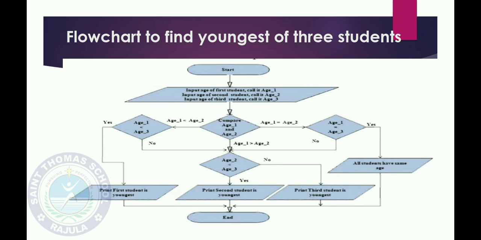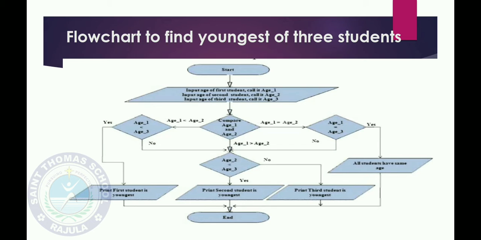Now we will do the comparison process. First we will compare age 1 and age 2. After that, first we will compare the equality. If age 1 is equal to age 2, then a further condition will come, as I told you. If age 1 and age 2 are both equal, then again we have to check that age 1 and age 3 are also equal. So the next condition is age 1 is equal to age 3.